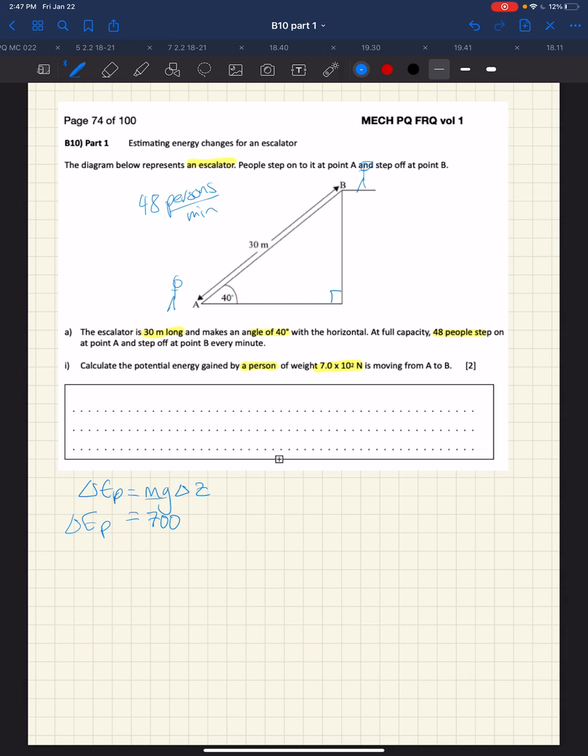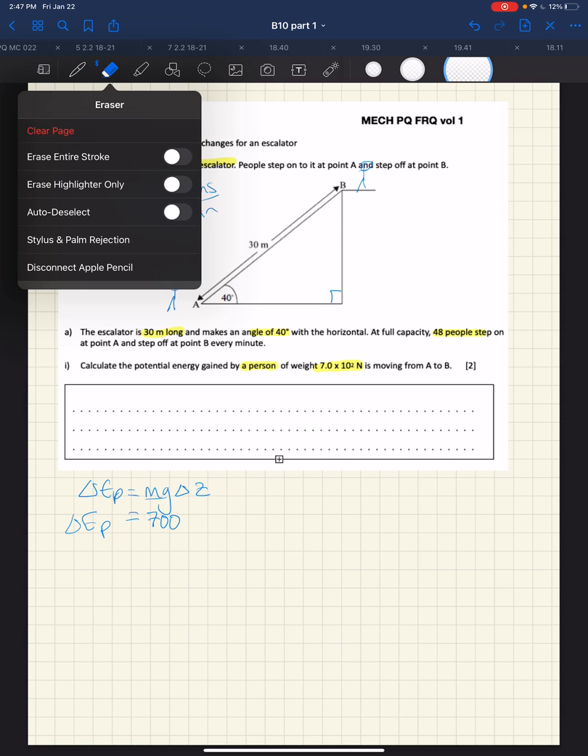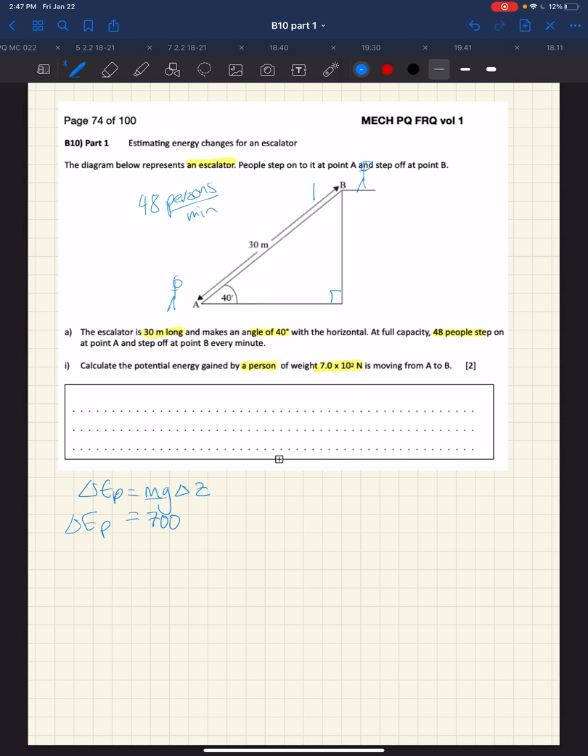So we have a right triangle with our hypotenuse, our opposite side, our adjacent side, and this is going to be delta z. This, of course, would be delta x, but we don't need it. So this involves looking for the opposite side when we know the hypotenuse. So the sine of 40 degrees equals delta z over 30, and therefore delta z equals 30 sine 40.